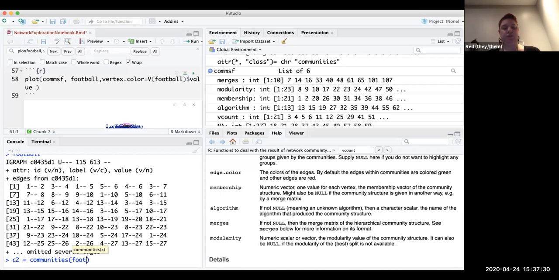And we'll use football. Since we want something that is an aspect of our vertices, we use that V of football that gets us everything about our vertices. And we'll use a dollar sign and value. And that pulls out that value information for each of our vertices in our football network.